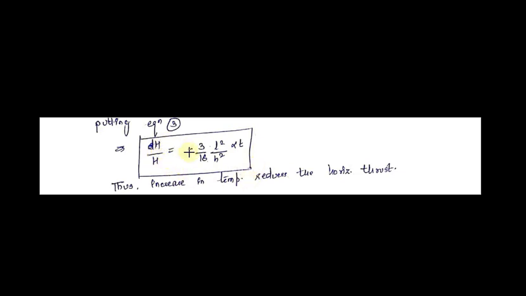If you look at this equation, it comes out to be negative. It means whenever there is an increase in temperature, the horizontal thrust decreases, and the decrease in the horizontal thrust can be found by this equation after putting in all the values.